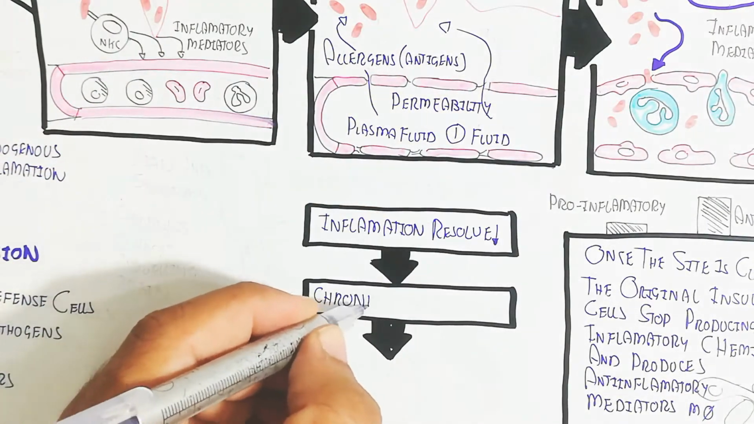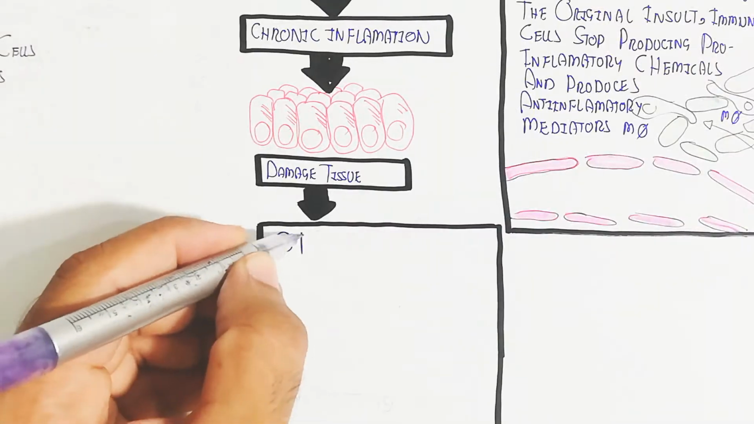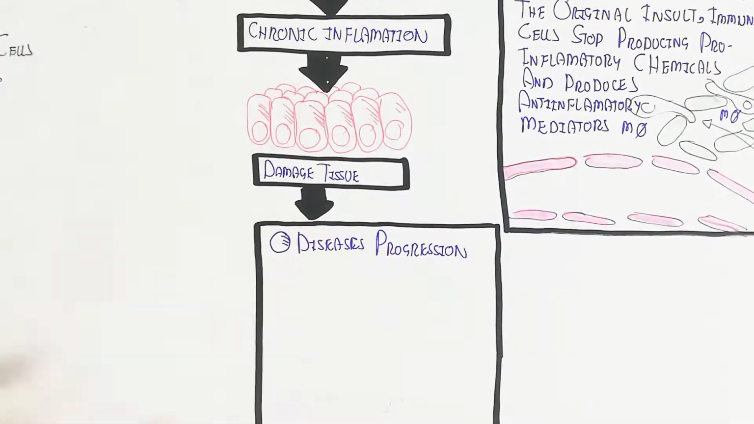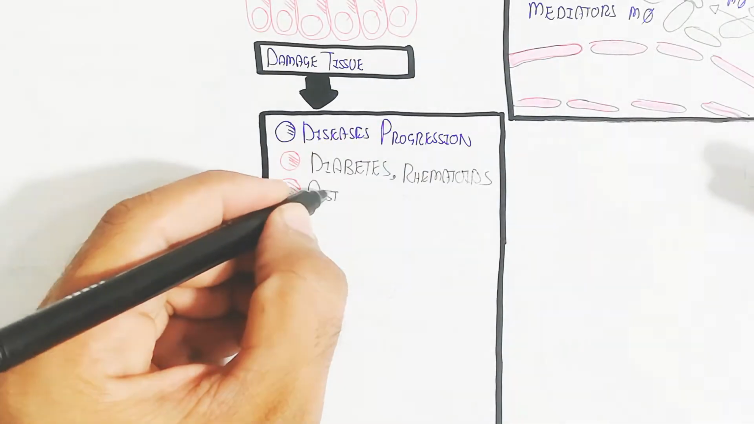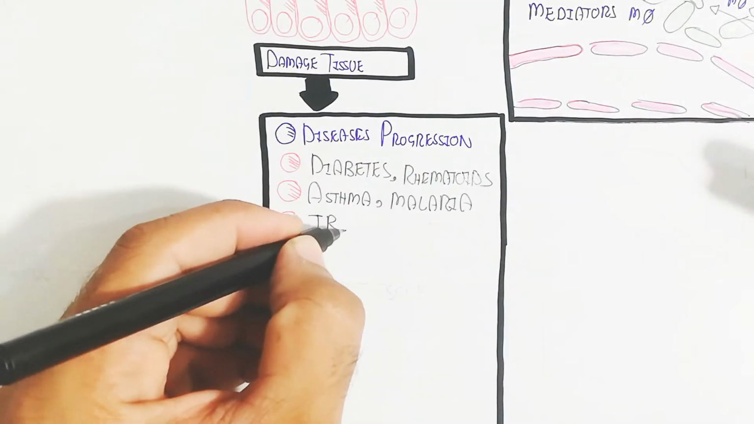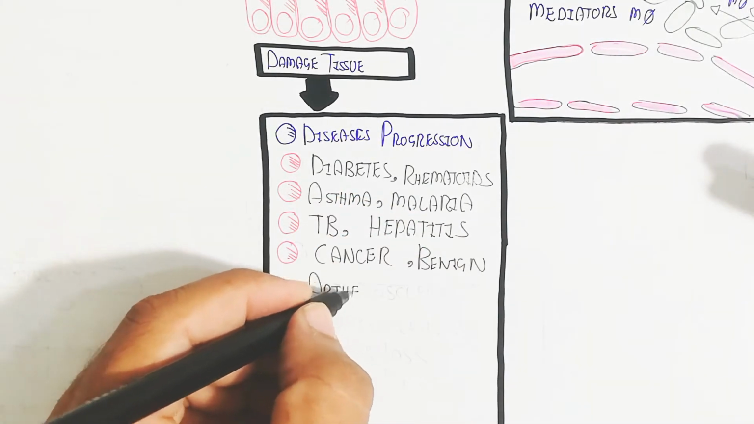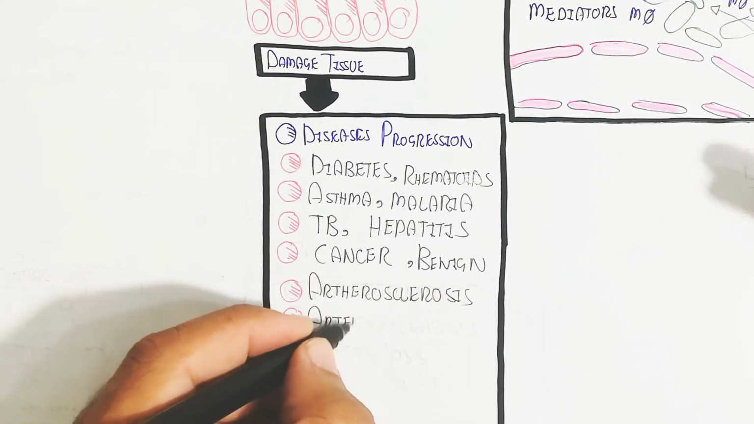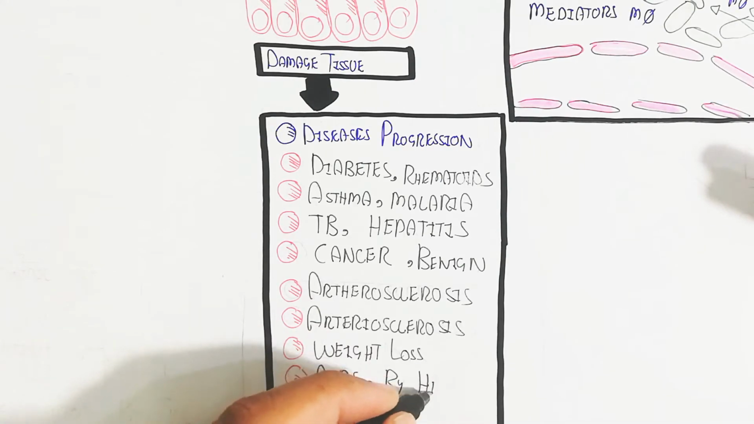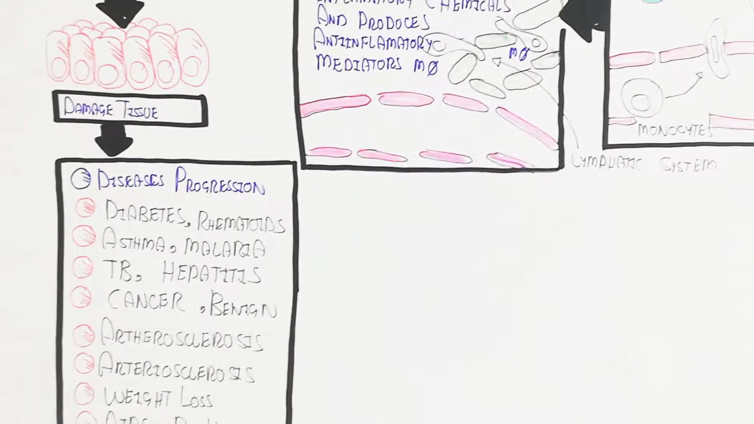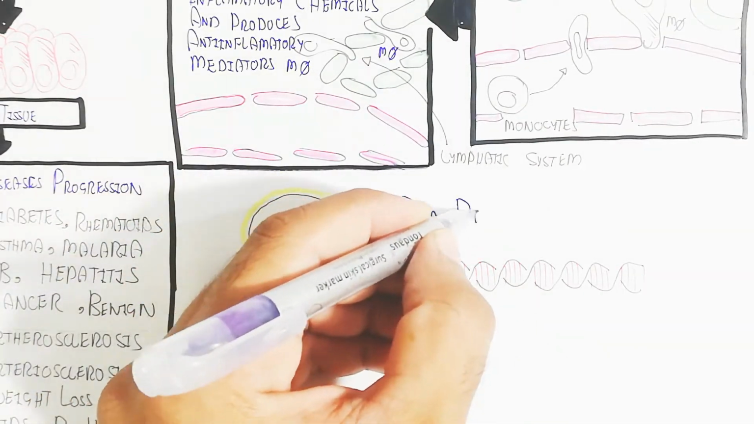When inflammation does not resolve, chronic inflammation begins and leads to tissue damage. Tissue damage leads to many complications and diseases such as diabetes, rheumatoid arthritis, asthma, malaria, tuberculosis, hepatitis, cancer, benign and malignant tumors, arteriosclerosis, weight loss, and AIDS through HIV progression. So the prevention of these is through a quick response by the innate immune system.